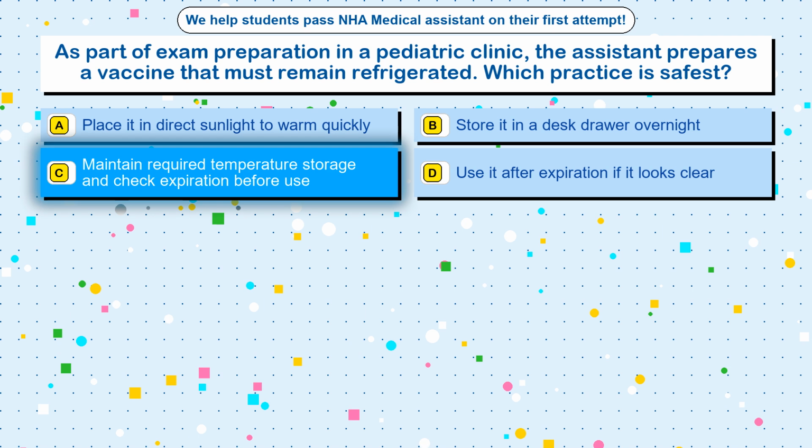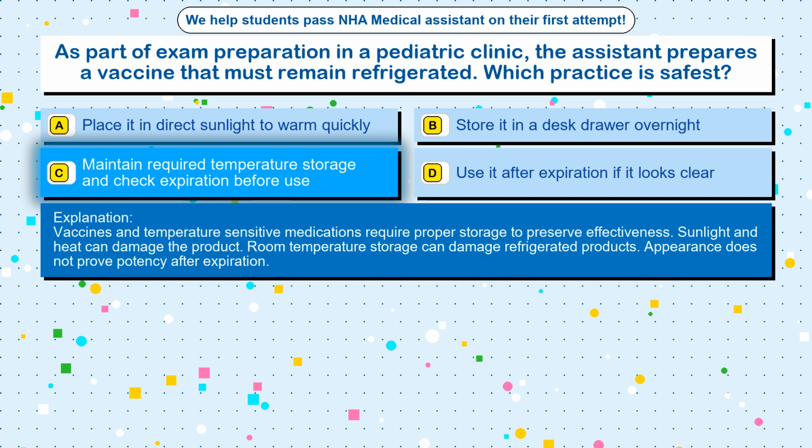The correct answer is option C, maintain required temperature storage and check expiration before use. Vaccines and temperature-sensitive medications require proper storage to preserve effectiveness. Sunlight and heat can damage the product. Room temperature storage can damage refrigerated products. Appearance does not prove potency after expiration.